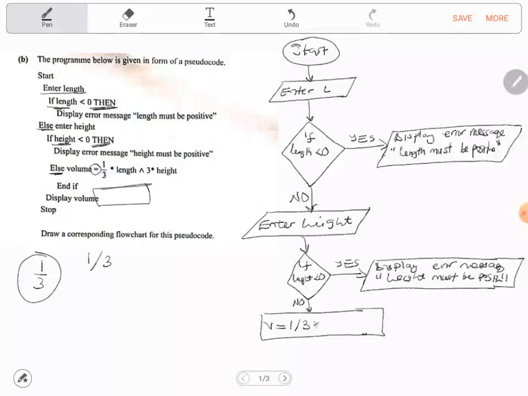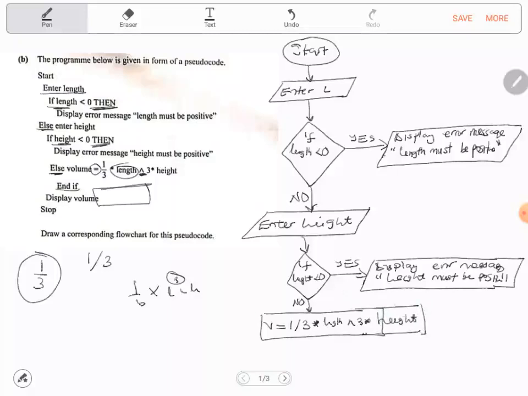This star is multiplication. So we're going to say star length, then length to the power 3. This is what it means. Length to the power 3. It means L times L times L, times height. So this is the length you're talking about. So we'll write the same the way it is to the power 3. Then it's the height. So this is a rectangle for processing.